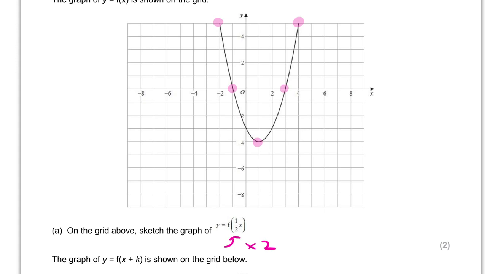Just now, what we're doing is we're doubling all the x values. So instead of it being minus 2, it's now minus 4. Instead of it being 4, it's now 8. Instead of it being 3, it's now 6. Now my y is not going to change. Instead of it being minus 1, it's minus 2.